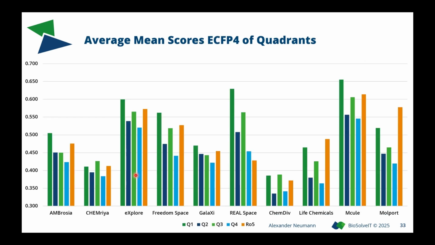We also took a look into the quadrants as we have described, and also took a look into the rule of 5 compliant compounds. And ultimately, what you can see here for rule of 5 compliant compounds, the takeaway is that chemical spaces provide you with better average scores for rule of 5 compliant compounds than the chemical libraries do.